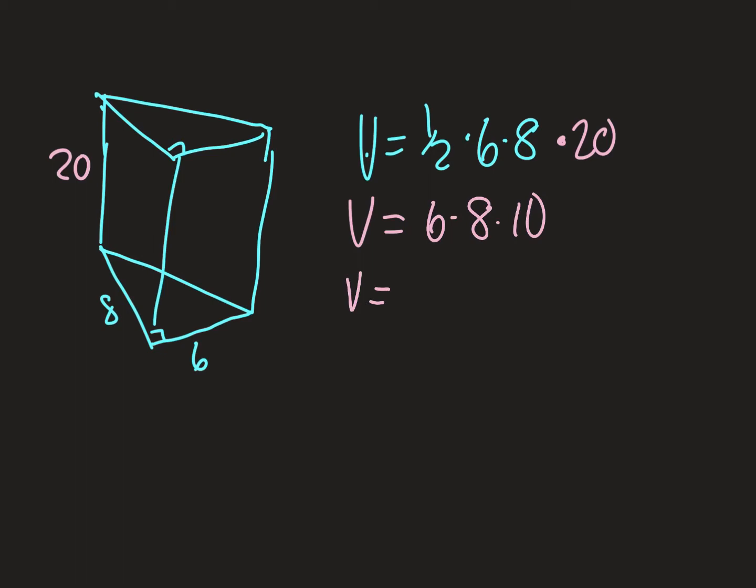I think I'll do 6 times 8 next. 48 times 10 is 480. And if I put a label of centimeters, then it's centimeters cubed.